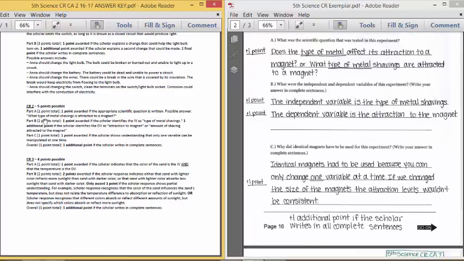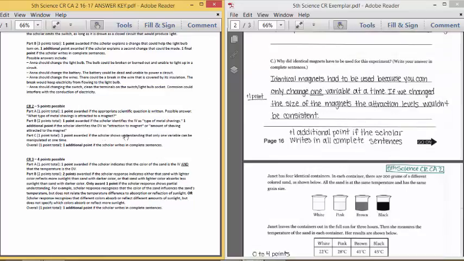For part B, you'll see over here, it is worth up to 2 points total. 1 point is awarded for the independent variable and 1 point for the dependent variable. The independent is metal shavings and the dependent is the attraction to the metal. They could also write something like the amount of shaving attracted to the metal, but it should be something along the lines of the attraction level to the magnet. Part C, as you can see here, is worth 1 point total.